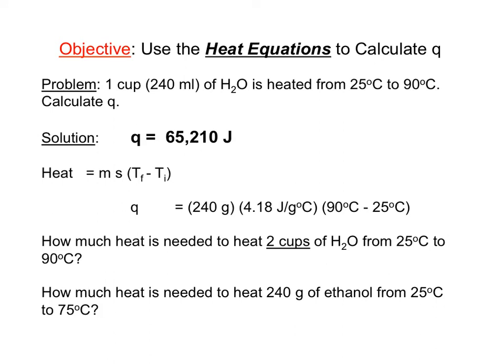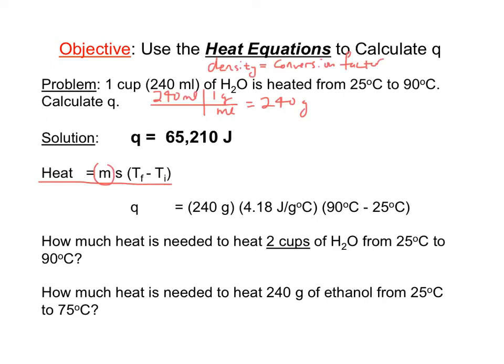65,210 joules. We want to use this heat equation. M refers to the mass of water, so we have to convert from volume to grams. This is the specific heat of water, which we can look up. This temperature is T final, that temperature is T initial.